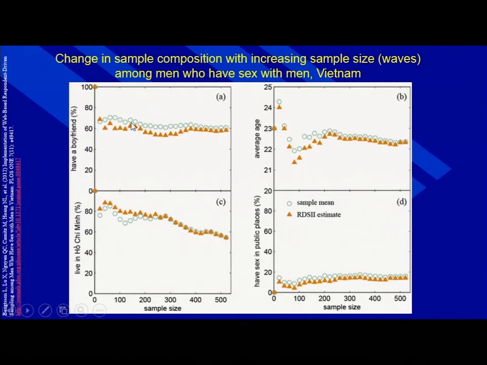Here is what I talked about. As time and waves go forward and the number of people increases in the sample, the composition of the sample doesn't change anymore. You can see that here from a study in Vietnam. So people having a boyfriend, as time goes forward, that percentage doesn't change anymore. Similarly with average age, and also here with the number having sex in public places.